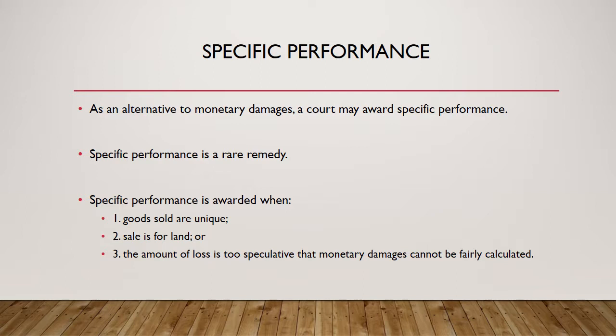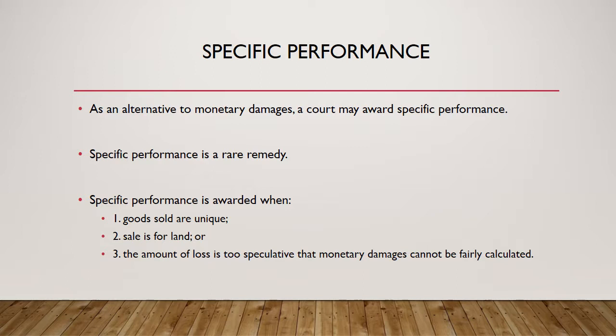Specific performance. This is an alternative to monetary damages. A court may award specific performance. Specific performance is a very rare remedy. It can apply to any of these three scenarios, but I'll tell you that there's really only one scenario that it applies to with any regularity. So you could have a court order specific performance when goods are sold as unique. Maybe you could have some really unique goods or antiques, in which it's a rare antique and it's one of a kind that can't be found elsewhere or bought on an open market.